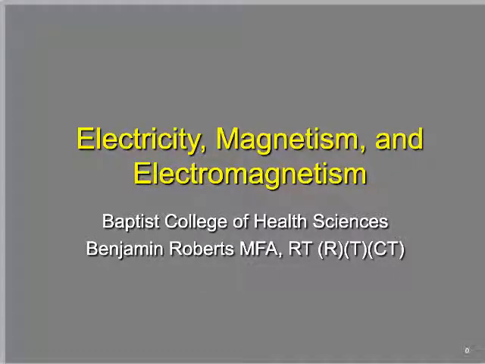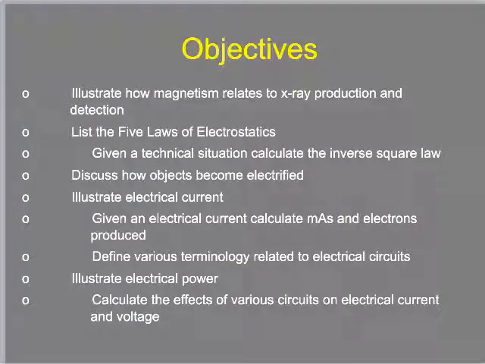All right. Electricity, magnetism, and electromagnetics, and this is chapters 6 and 7 in this current edition of the textbook. I'll double check that here. So here are my learning objectives. We want to look at how magnetism relates to X-ray production and the detection of X-rays.